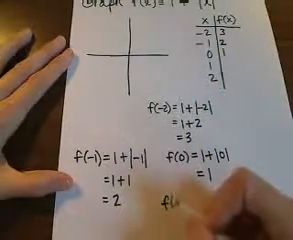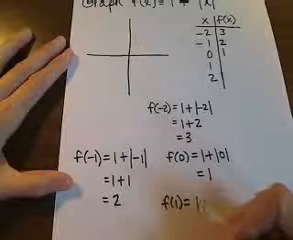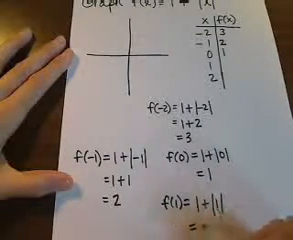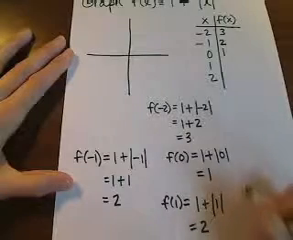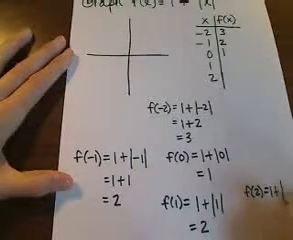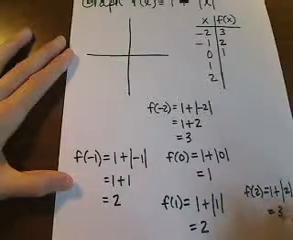And then f of 1 is 1 plus the absolute value of 1. Absolute value of 1 is 1, so that's a 2. And then f of 2 is 1 plus the absolute value of 2, so that's a 3.